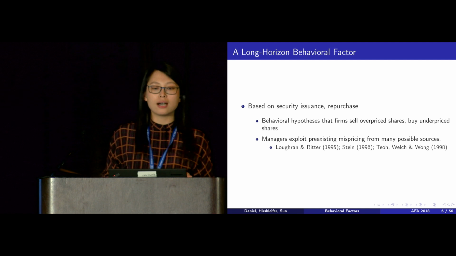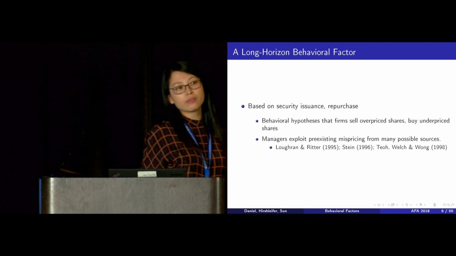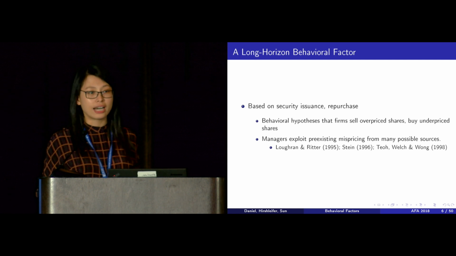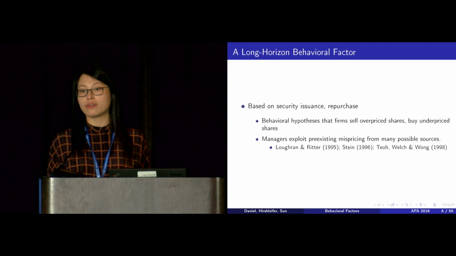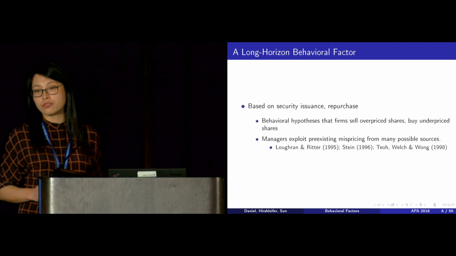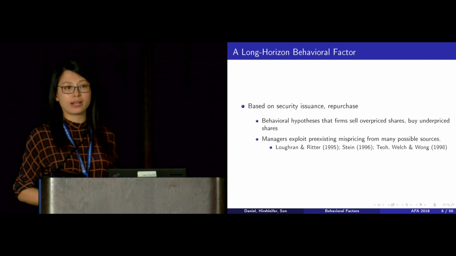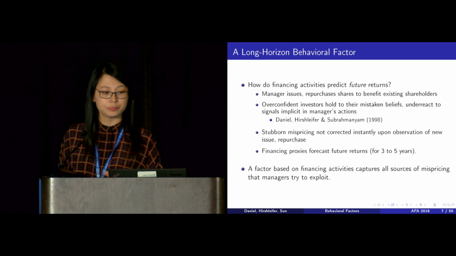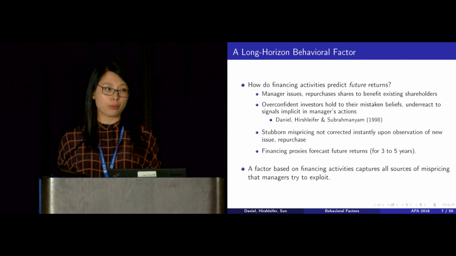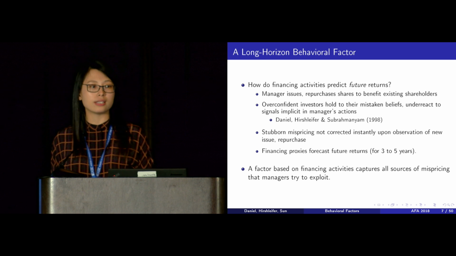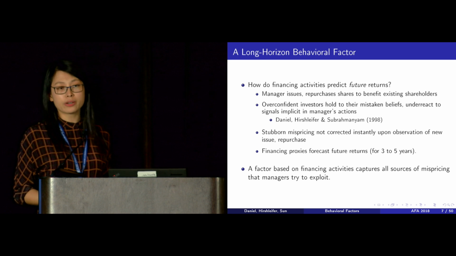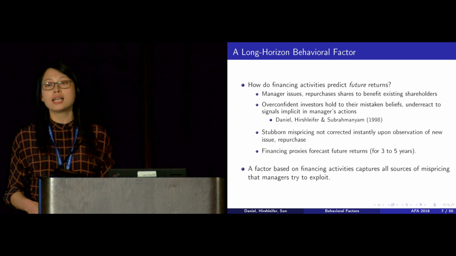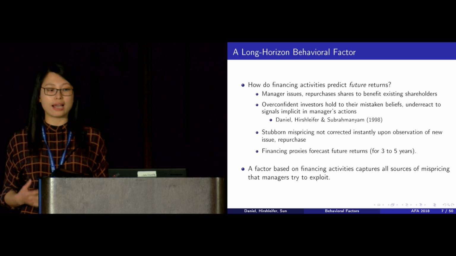There's a familiar idea that firms tend to issue overvalued equity and buy back undervalued equity. The story is market timing: managers who know the true value of their firms tend to exploit pre-existing mispricing by trading their shares. Of course, this mispricing can come from many possible sources. But how does this financing practice predict future returns? One explanation is that overconfident investors hold stubbornly on to their mistaken beliefs. So when they see this equity issuance and repurchase activity from managers, they do not update their beliefs adequately.